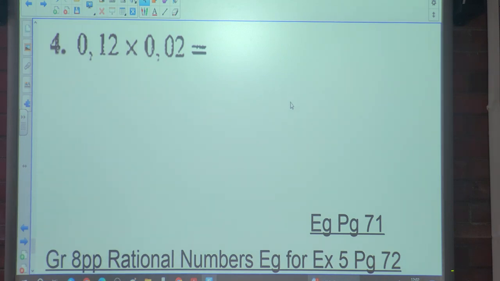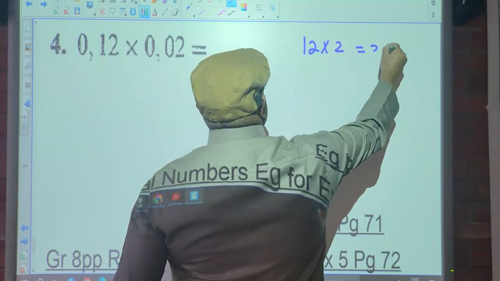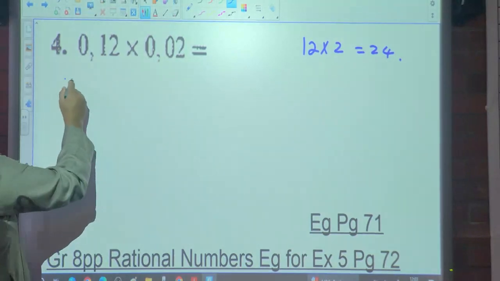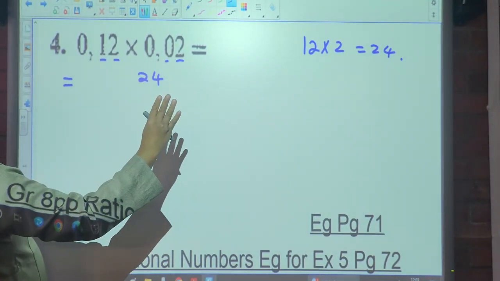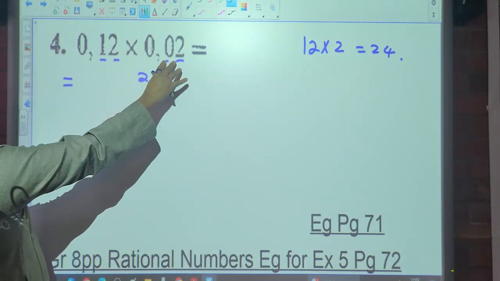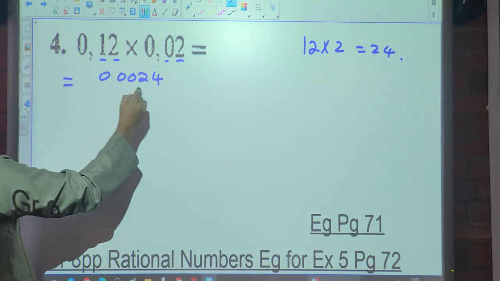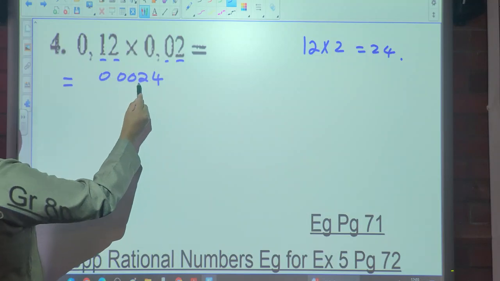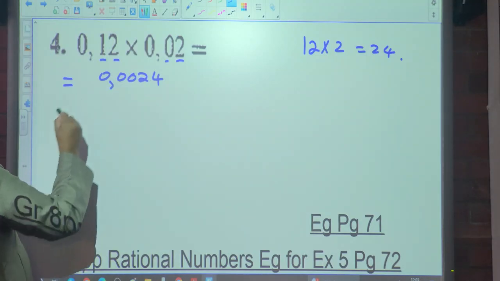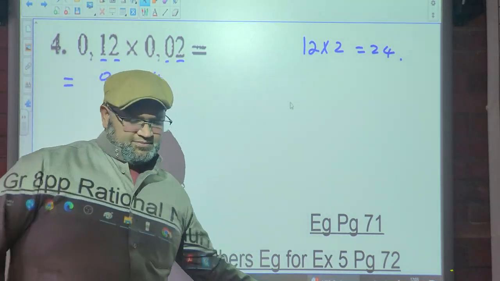So you got 0,12 multiplied by 0,02. So again, we take out our numbers. So 12 times 2 is 24. So what we have is 24. How many digits after the comma? 2. There's 2 and here's 2. So it's going to be 4. So it's 1, 2, 3, 4. Currently the comma is lying here. So the answer is 0,0024. Okay?